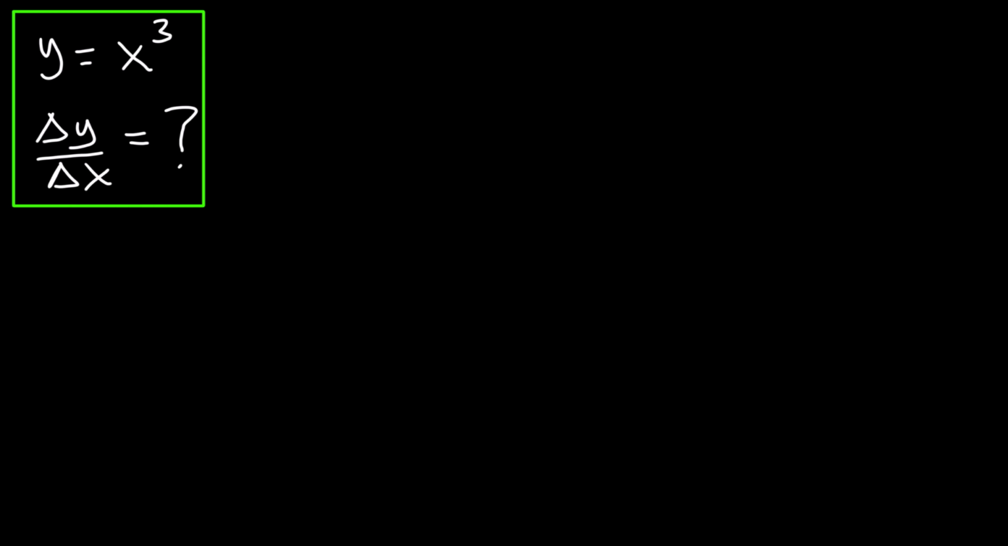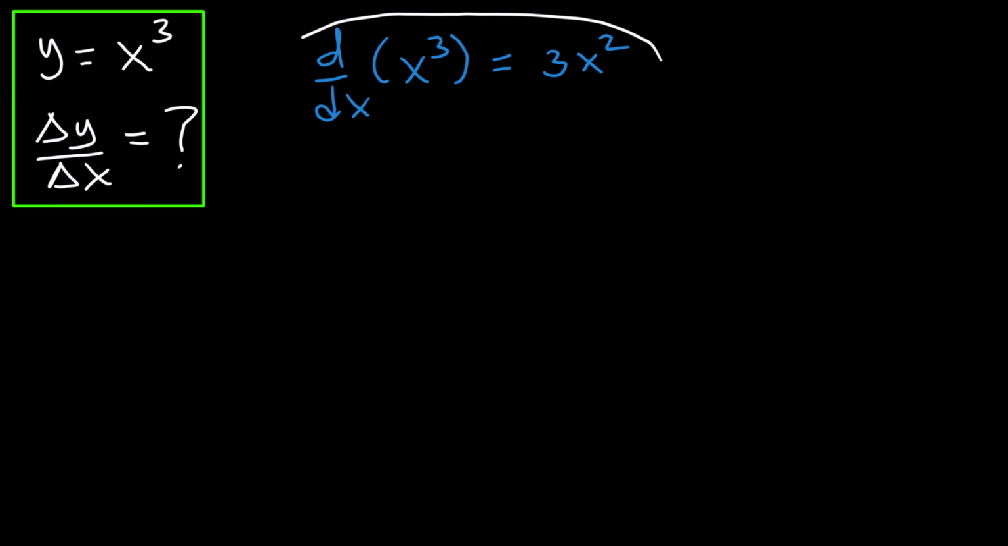In this video, we have been given that y equals x to the power of 3, and we shall have to differentiate this from first principles. First of all, we know that if we differentiate x to the power of 3, this will be equal to 3 times x to the power of 2. But how can we do this from first principles?